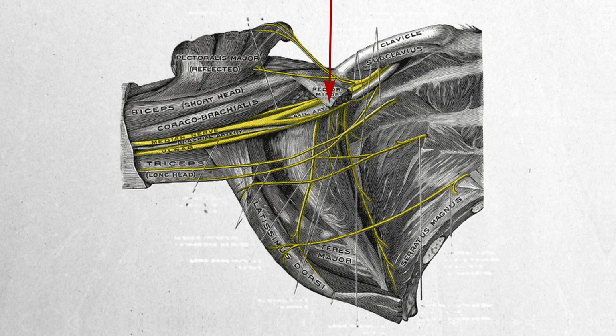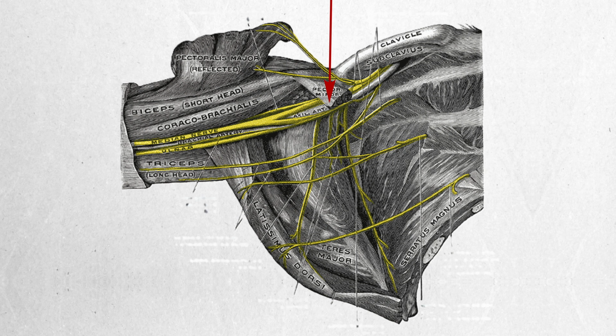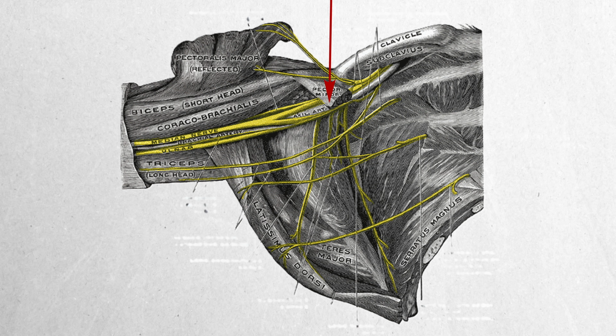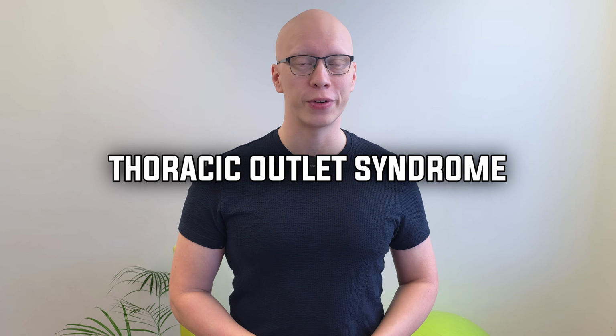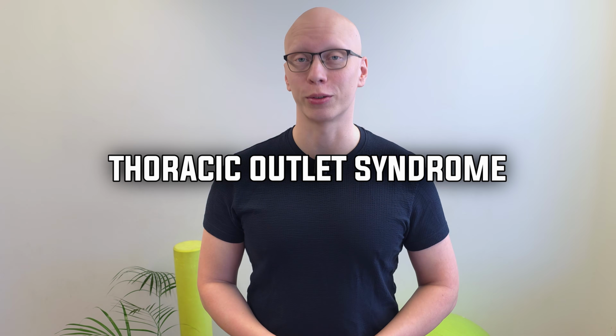The nerves go under this muscle, and when the muscle is tensed up, it can start pressing on the nerve, causing pins and needles and numbness in the hands, especially when the hands are lifted up. This is often a part of TOS, or thoracic outlet syndrome.